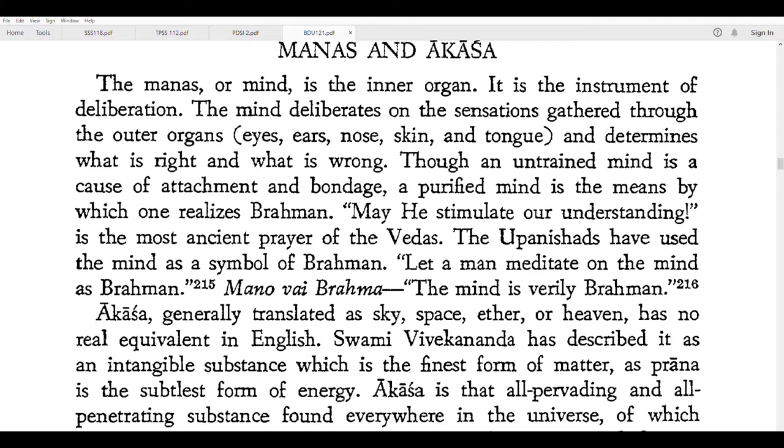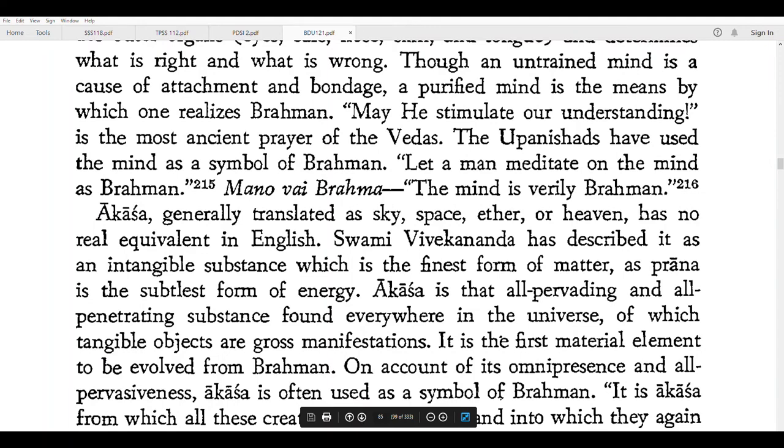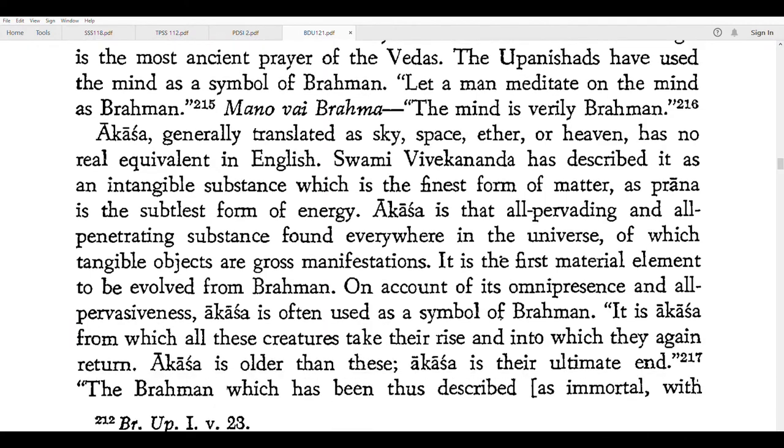Akasa, generally translated as sky, space, ether, or heaven, has no real equivalent in English. Swami Vivekananda has described it as an intangible substance which is the finest form of matter, as prana is the subtlest form of energy. Akasa is that all-pervading and all-penetrating substance found everywhere in the universe, of which tangible objects are gross manifestations. It is the first material element to be evolved from Brahma. On account of its omnipresence and all-pervasiveness, Akasa is often used as a symbol of Brahma.